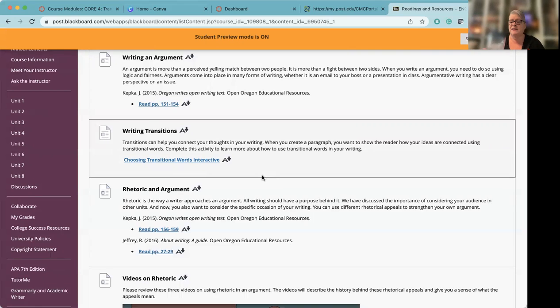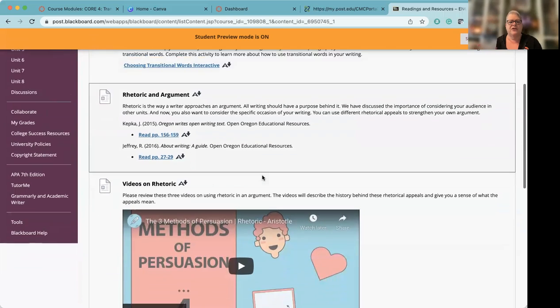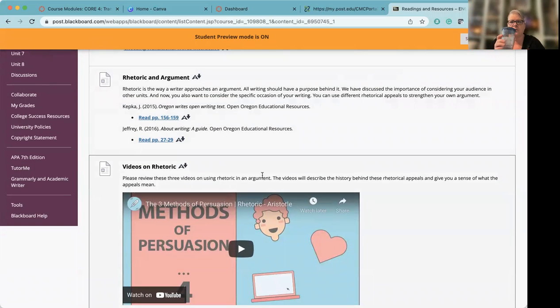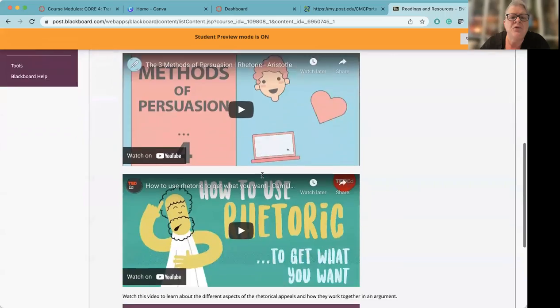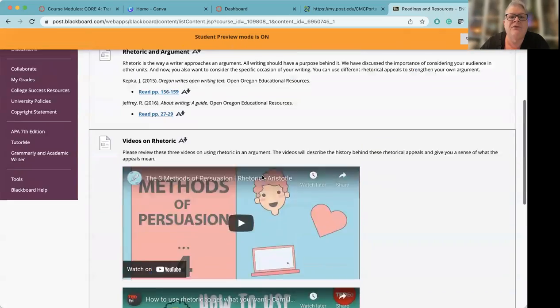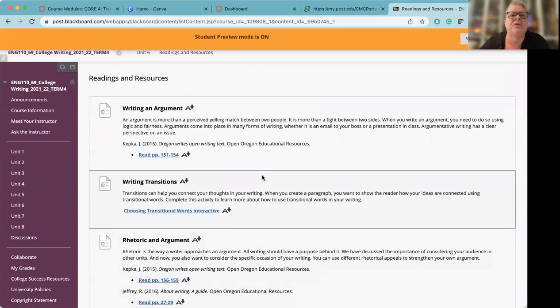Rhetoric and argument, like I said, this is the real background of argumentative strategies. So make sure that you read all of these carefully before you start working on your discussion and, of course, the final, the paper itself, which we're still working on. And of course, we have some videos which are helpful as well. So take a look at all of those.